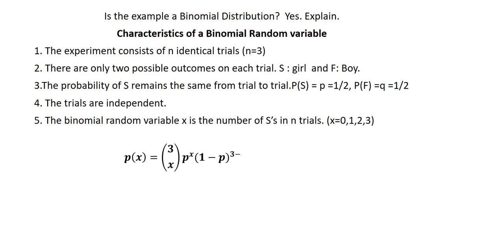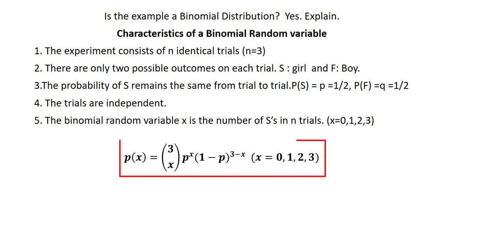Now, this will be the general formula, the probability distribution function for a binomial distribution. In this case, I'm replacing my n by 3. Again, keep in mind the p in this case is 0.5. My 1 minus p also will be 0.5. And my x will take on values from 0 to 3.